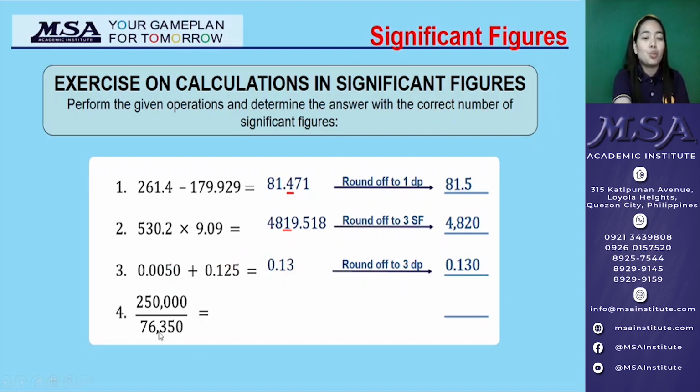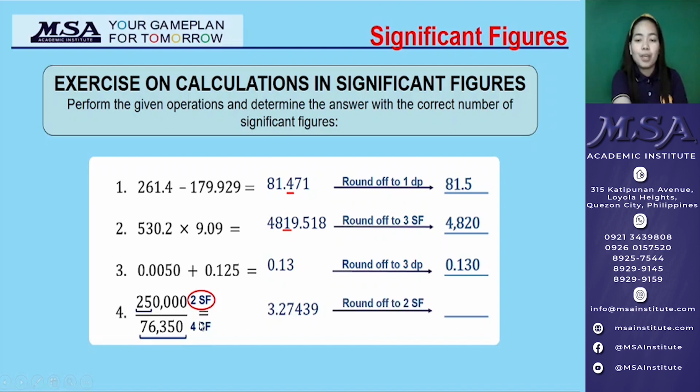Last one, we have 250,000 divided by 76,350. Since this one is division, we will consider the least significant figures. So in this case, it has 2 significant figures. This one has 4 significant figures. So the final answer should be addressed into 2 significant figures. So in this case, we will round off here. So the final answer will be 3.3.